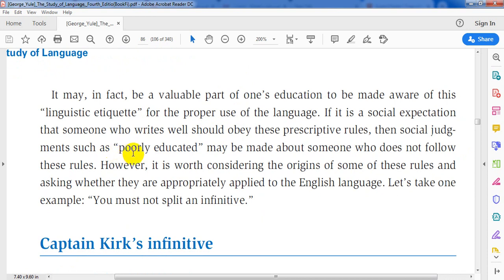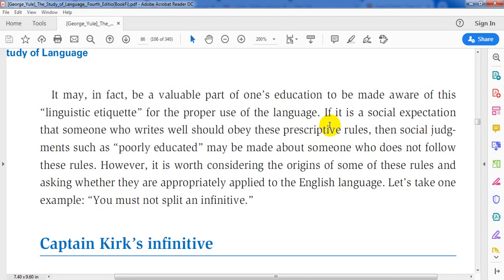Even those traditional teachers would label somebody who does not follow those rules as poorly educated. Someone who does not apply those rules would be labeled as poorly educated. So they try to oblige people to follow those rules.